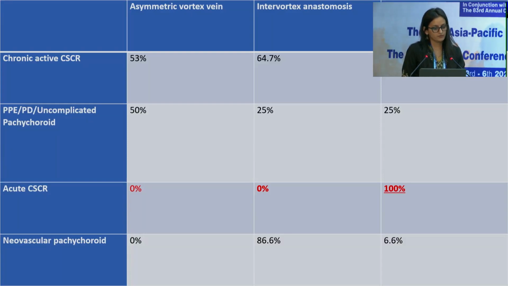So what we found was that there was 100% CVH seen in both acute as well as chronic CSCR cases. But in chronic CSCR, we also found other signs of vascular remodeling, that is vortex vein asymmetry and anastomosis. But in neovascular pachychoroid, we found intervortex anastomosis seen predominantly.